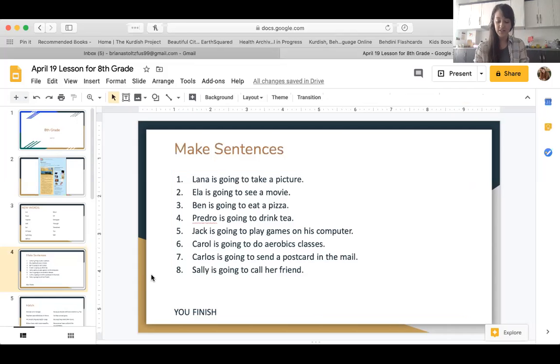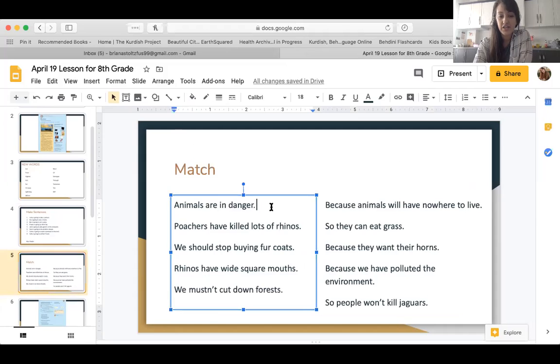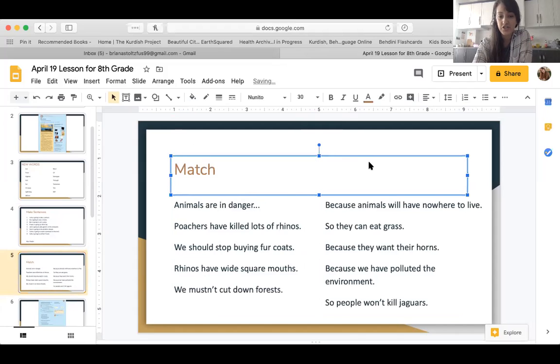Now you can practice just using the pictures and the words to create sentences. Let's do number 3. Here we will match the beginnings of these sentences with the endings. These are all about animals in danger. Animals are in danger. How do we end this sentence?